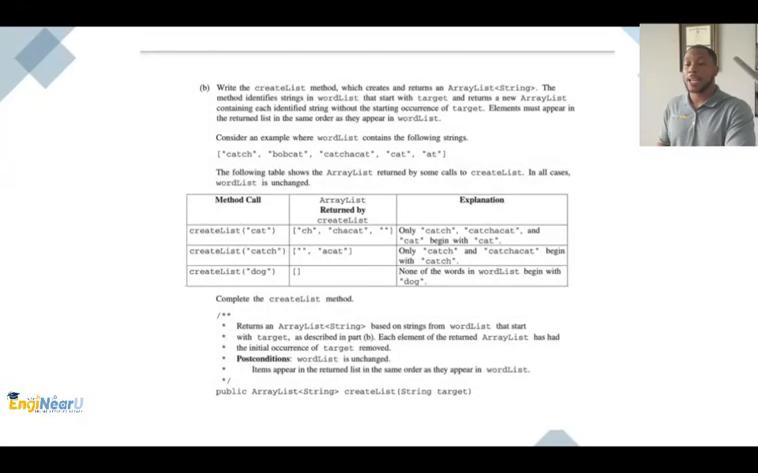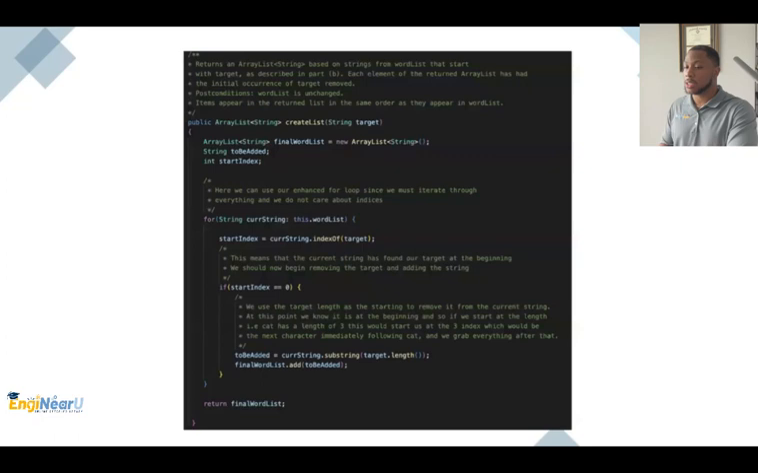I'm back. Now let's tackle part B of question 3 on the 2024 AP Computer Science exam. In part B, we need to create a new list of strings where the list contains each string that starts with a given target, with the target portion removed from the string. We are given some examples as well as the postcondition that the items must appear in the same order.